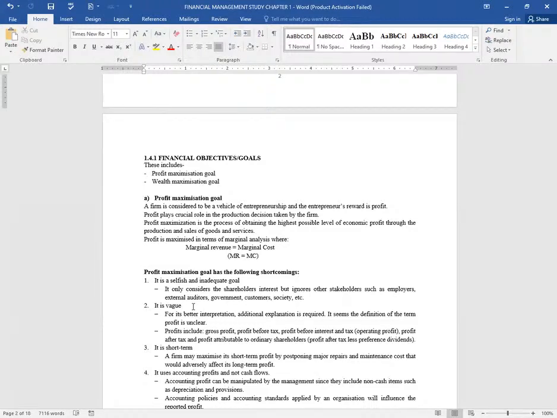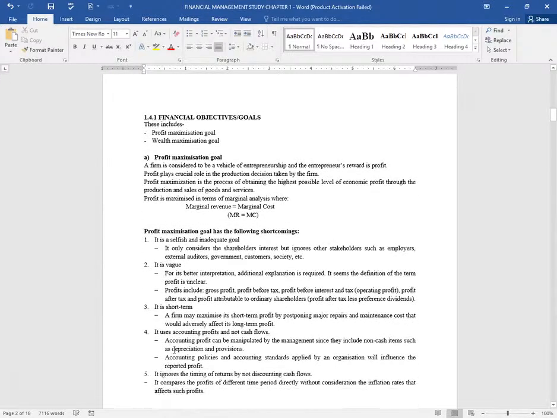Ladies and gentlemen, that vagueness is a big problem. The third disadvantage of this profit maximization goal is that it's short term. Every manager will be thinking of how to maximize this year's profit alone. Nobody will be thinking beyond one year. Everybody will be thinking just this year.